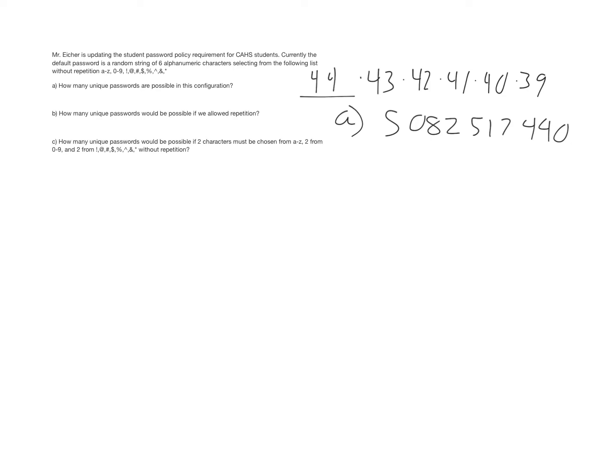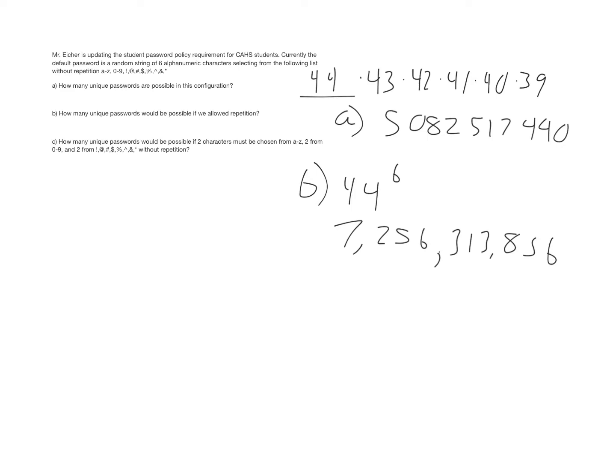Part B says, how many could we do if we did allow repetition? Well, it's going to be the same idea. It's just that these aren't going to decrease. They're all going to be 44. I have 44 choices for every single slot there. So that's really just going to be 44 to the 6th, which if I plug that into my calculator, I should get 7,256,313,856.